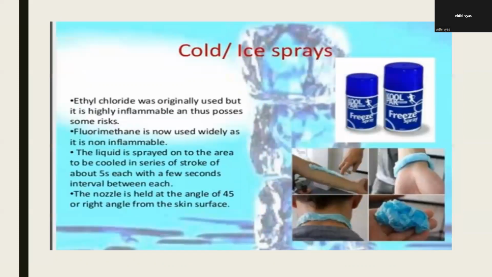Cold and ice spray. Ethyl chloride was originally used, but it is highly inflammable and thus poses some risk. Fluoromethane is now used widely as it is non-inflammable. The liquid is sprayed onto the area to be cooled in a series of strokes of about 5 seconds each, with a few seconds interval between them. The nozzle is held at an angle of 45 degrees or right angle to the skin surface.